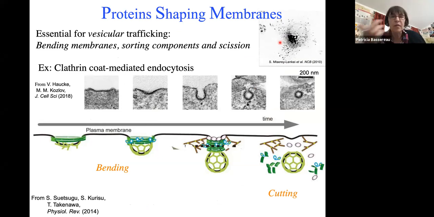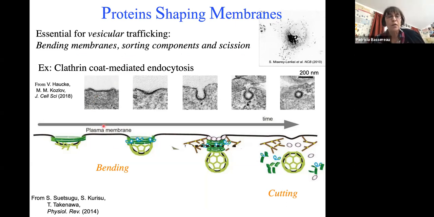Same thing when you care about endocytosis. So in all these processes which involve traffic, what you have to do is to form the vesicle, you need to bend the membrane, to sort the components which have to be transported, and eventually you have to cut the membrane. And here we have images which are related to clathrin coat mediated endocytosis. And here this is a corresponding cartoon.